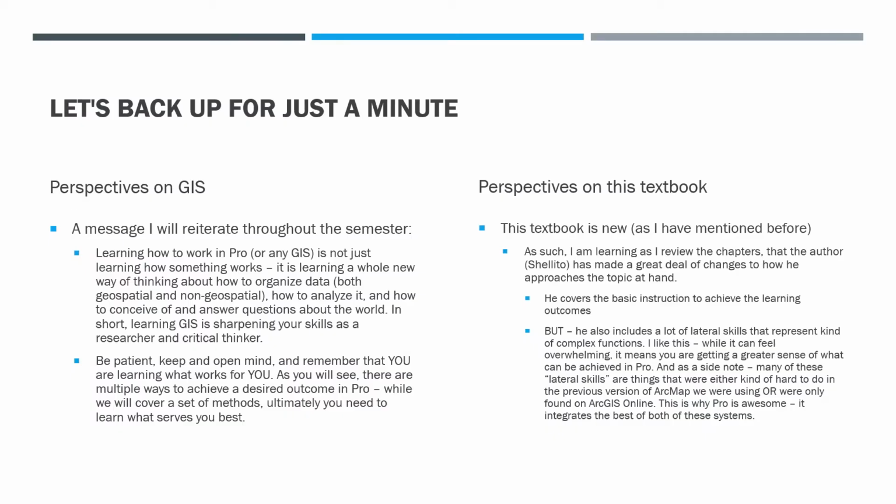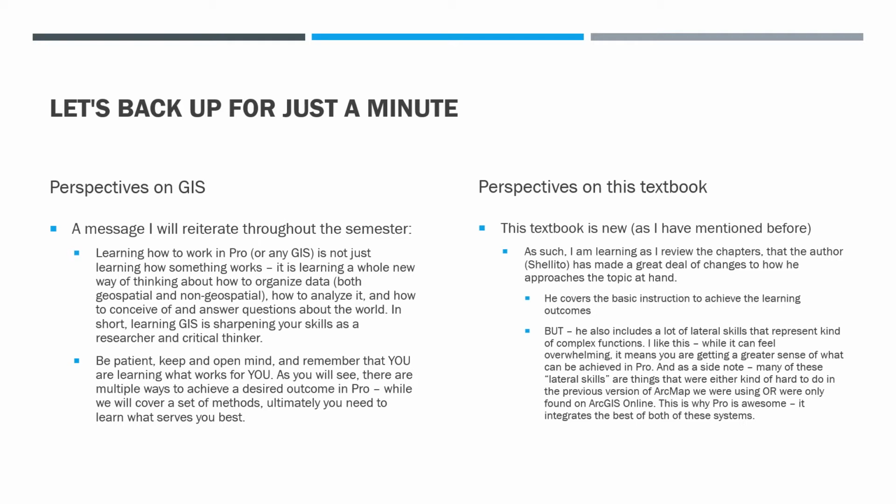So I want to just back up for a minute before we continue on with the details of the chapter. Thoughts that occurred to me as I was doing the lab and reading through material. Perspectives on GIS. This is a message I will reiterate throughout the semester: learning how to work in Pro or any GIS is not just learning how something works. It is actually learning a whole new way of thinking about how to organize data, both geospatial and non-geospatial, how to analyze it, and how to conceive of and answer questions about the world. In short, learning a GIS is sharpening your skills as a researcher and critical thinker.